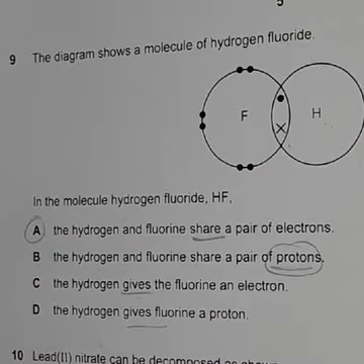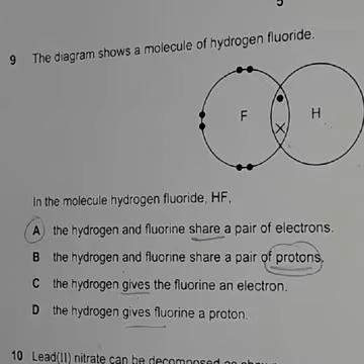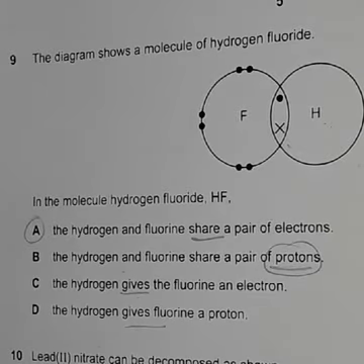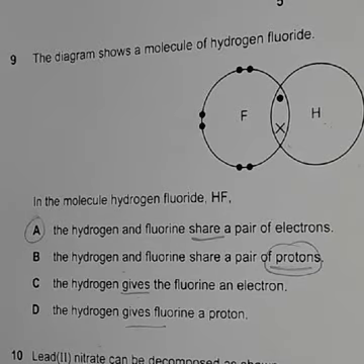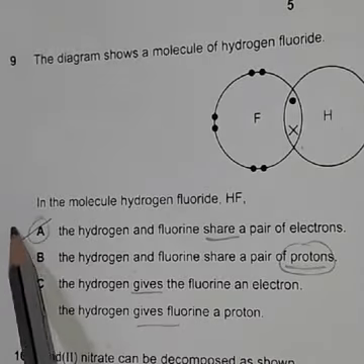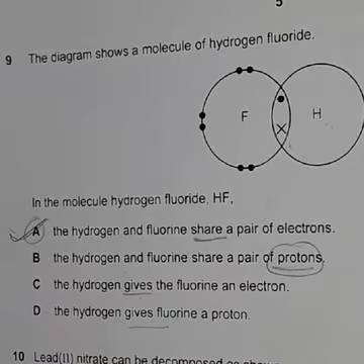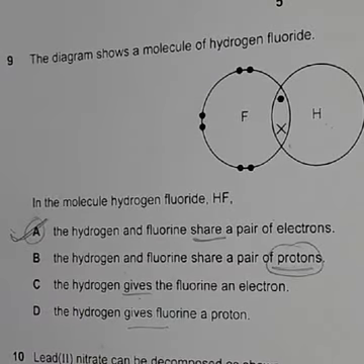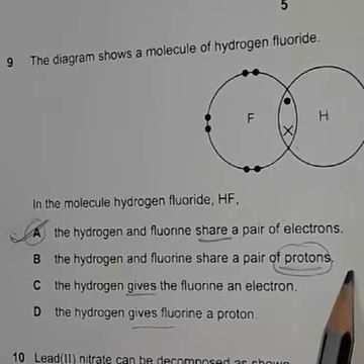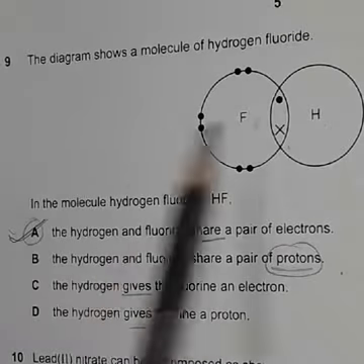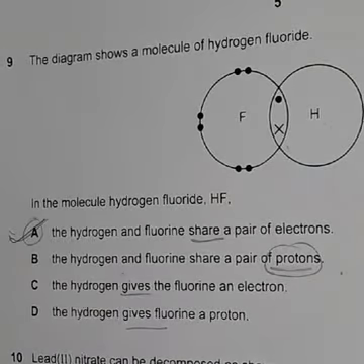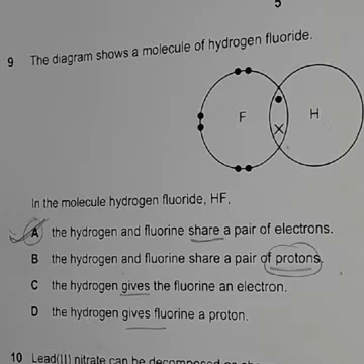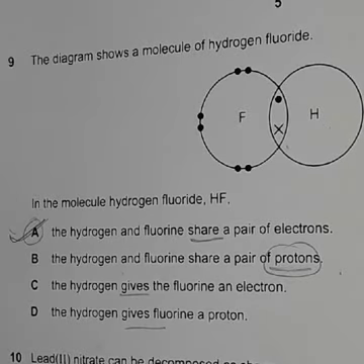Simply, you can understand it is a covalent compound formed by sharing of electrons, not protons. So of course this is the answer. Hydrogen and fluorine share a pair of electrons, not protons. Also, it is a covalent compound, so hydrogen is not giving an electron to fluorine. Transfer of electrons takes place only in ionic compounds.